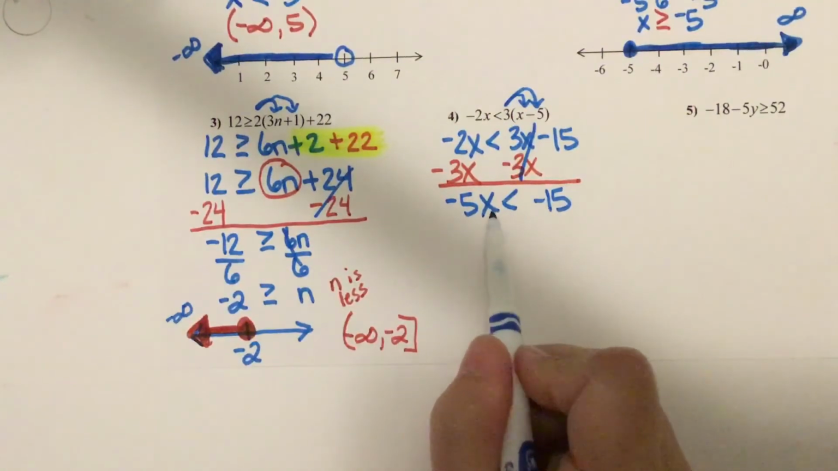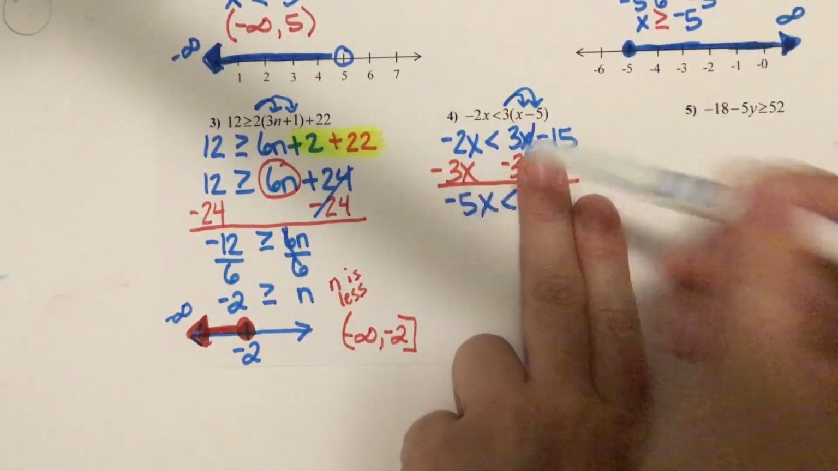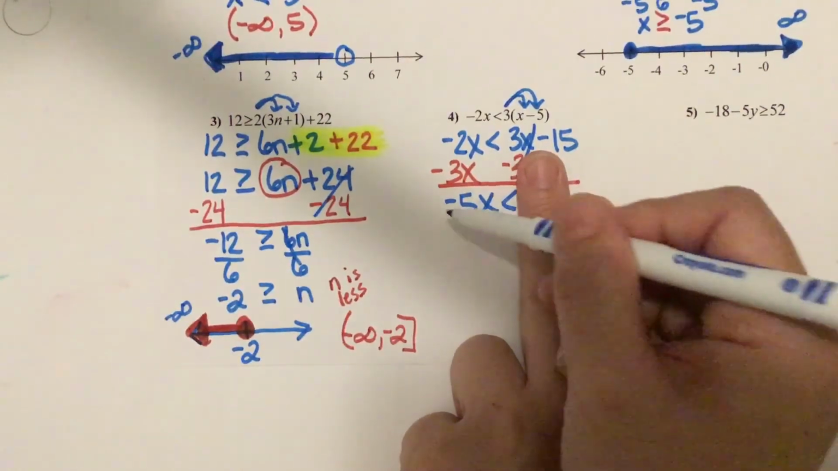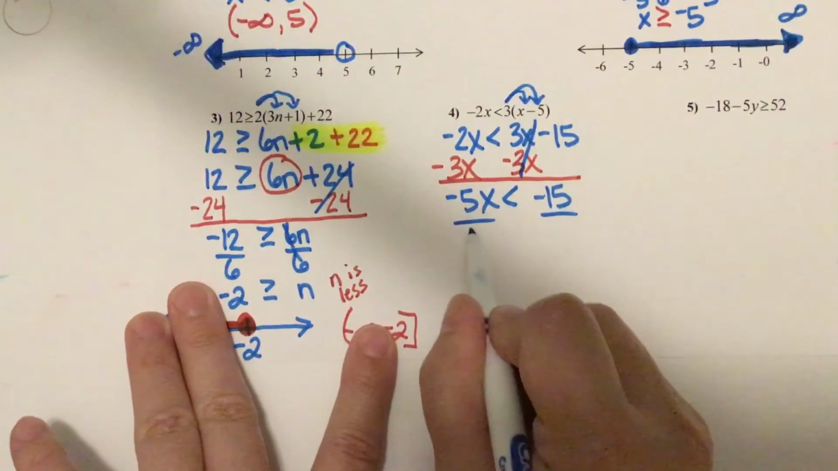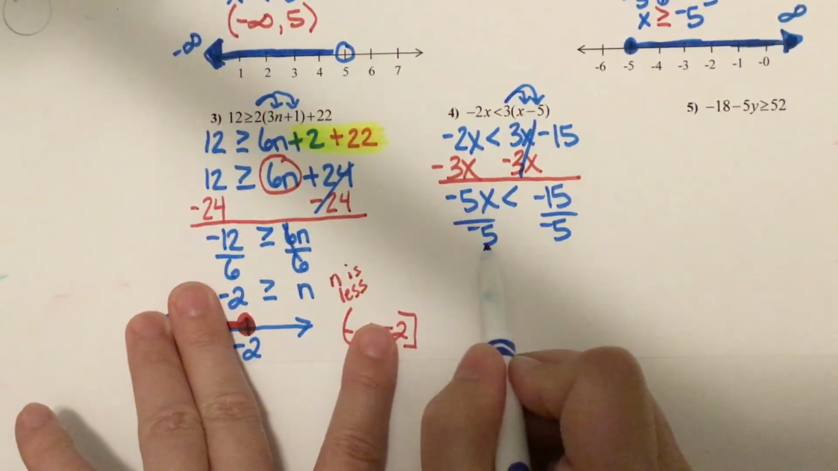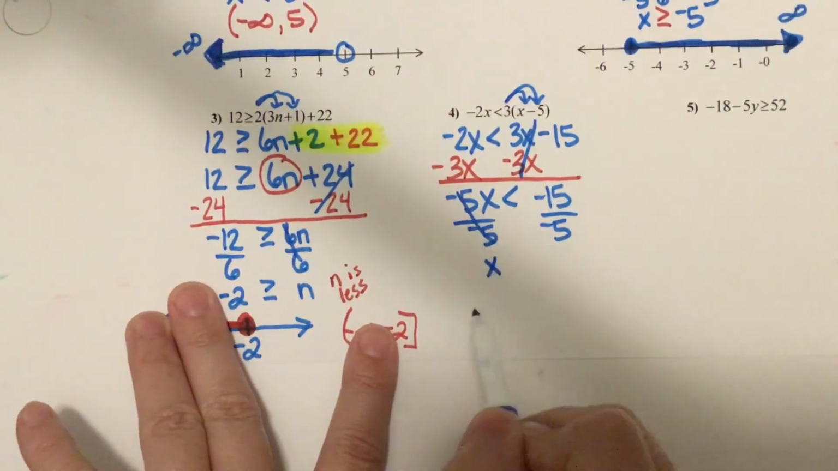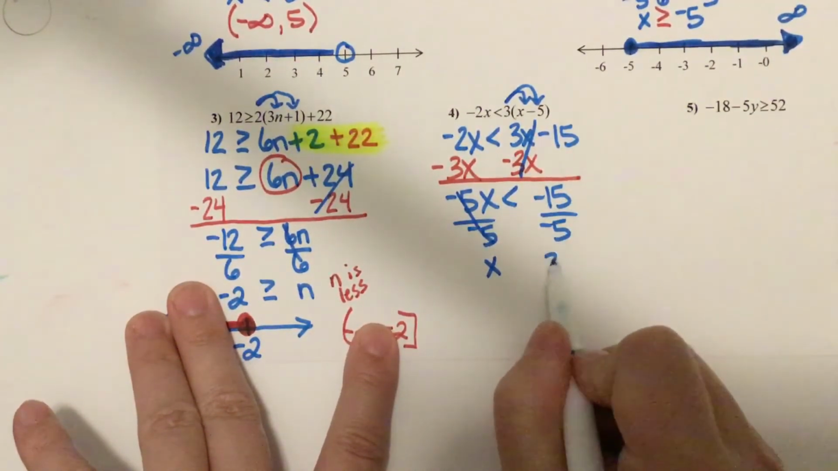And then now that there's only one variable, if there was something added or subtracted to it, I'd get rid of it, but there's not. So I'm ready to undo the multiplication. So I divide both sides by negative 5. Negative 5 divided by negative 5 makes a positive 1. Negative 15 divided by negative 5 makes a positive 3.